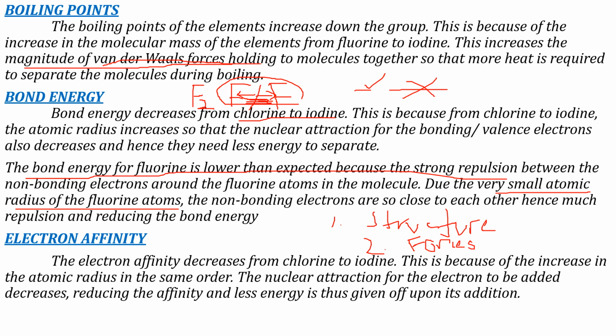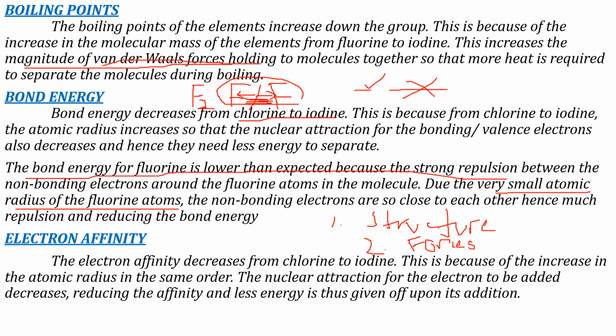This is because from chlorine to iodine, atomic radius increases, so the nuclear attraction for the bonding electrons or valence electrons also decreases, hence we need less energy to separate them. Now this is an alternative explanation: another student could say this is because from chlorine to iodine, atomic radius is increasing, hence increasing the bond length between the atoms of each individual element. And then you proceed by saying the shorter the bond, the stronger it is, and the longer the bond, the weaker it is. Hence, bond energy decreases from chlorine to iodine.